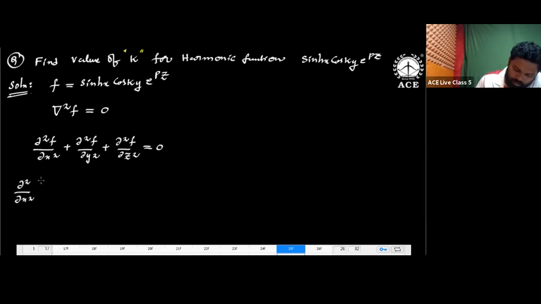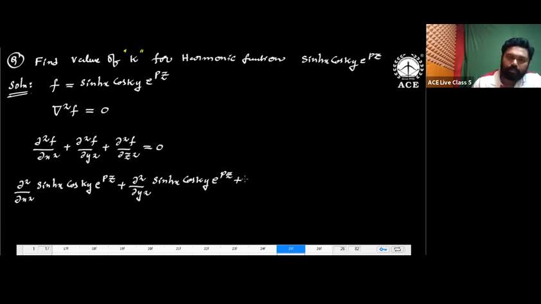Dou square by dou x square of sin hyperbolic x cos ky into e to the power of pz plus dou square by dou y square of sin hyperbolic x cos ky into e to the power of pz plus dou square by dou z square of sin hyperbolic x cos ky into e to the power of pz is equal to 0.